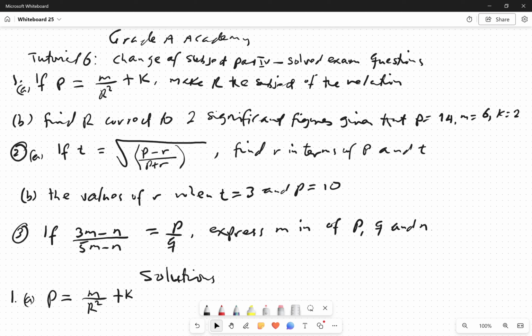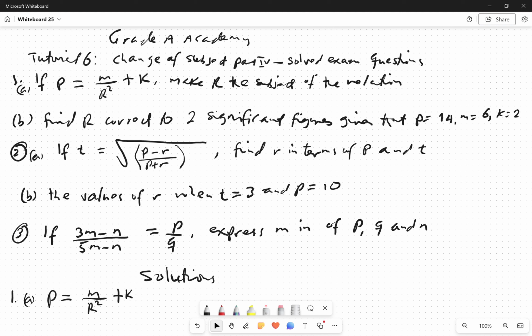So let's get started with these problems. The first one is: if P is m over r squared plus k, make r the subject of the relation. And then the B part says find r correct to two significant figures given that P is 14, m is 6, and k is 2. Well, write it down. P equals m over r squared plus k.